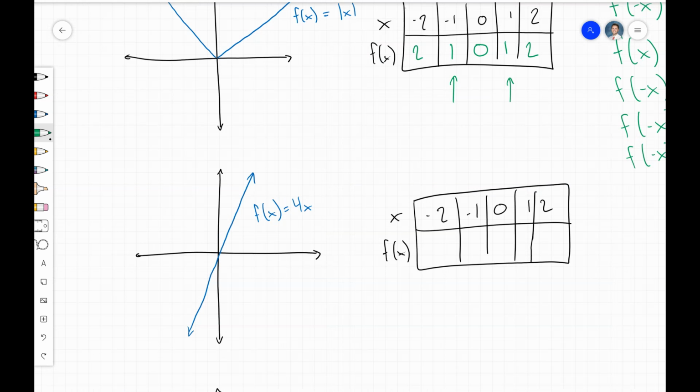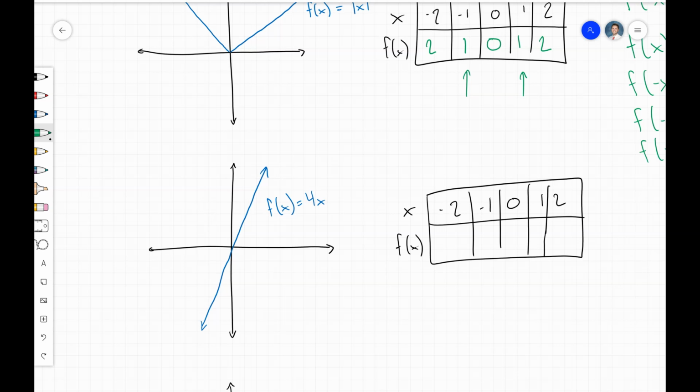Now let's look at a different function. Here we have a linear function, f of x equals 4x. Graphically, we can see that this is not an even function. It's not symmetrical across x equals 0, across the y-axis.